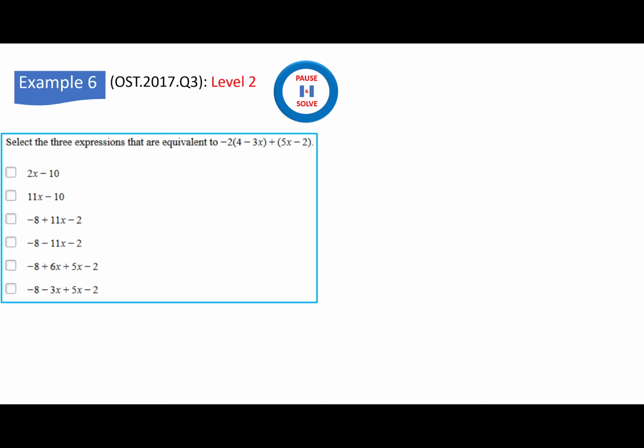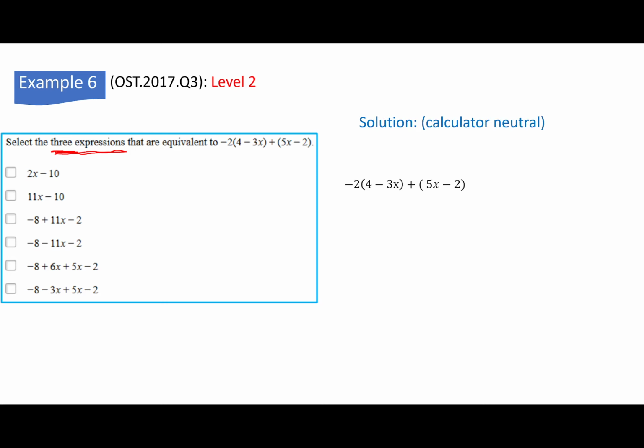Example 6. Select the 3 expressions that are equivalent to this given expression. You can't really guess here. You can try your luck. So the key point is 3 expressions, okay? So I know there's 3 answers here. So let's start with the expression here.